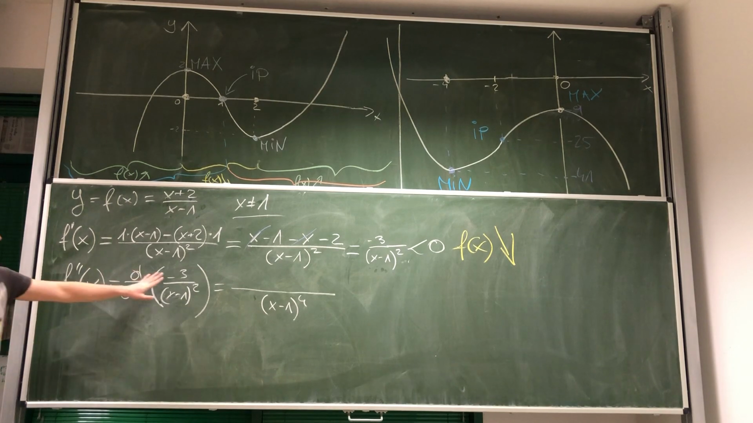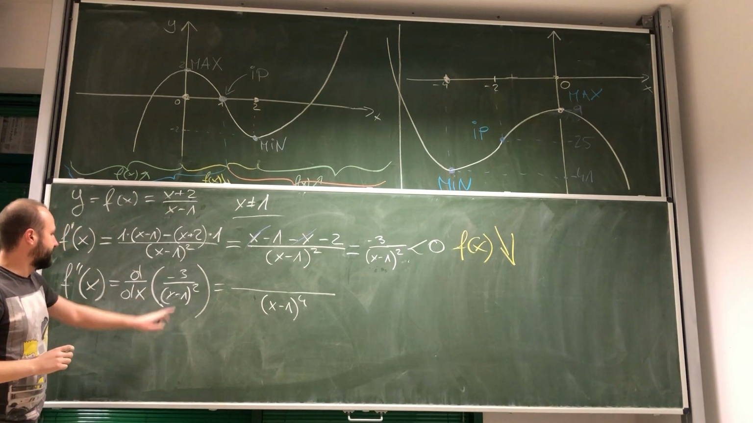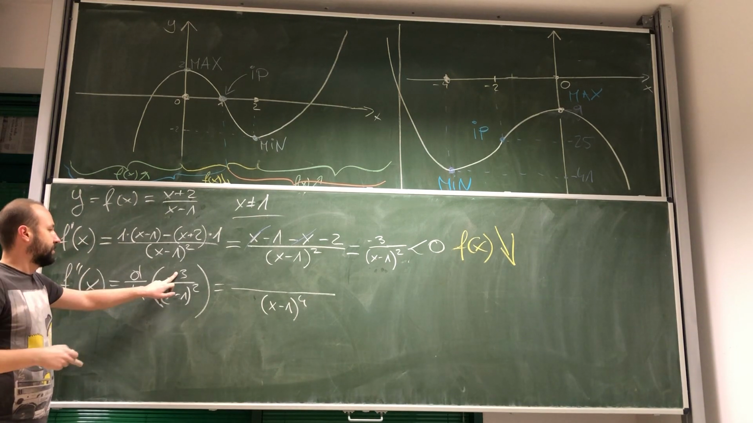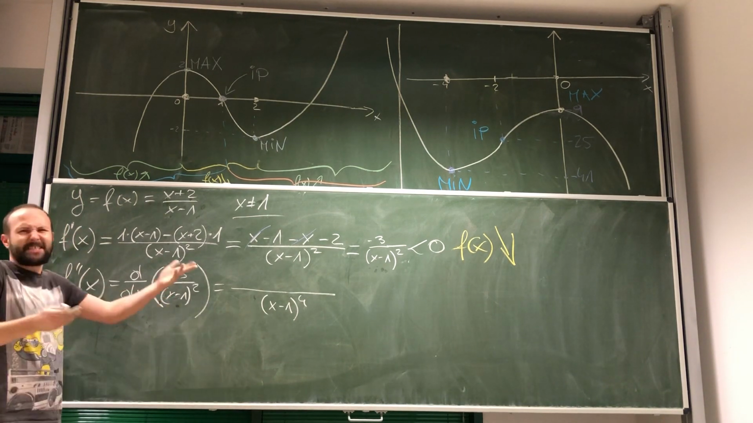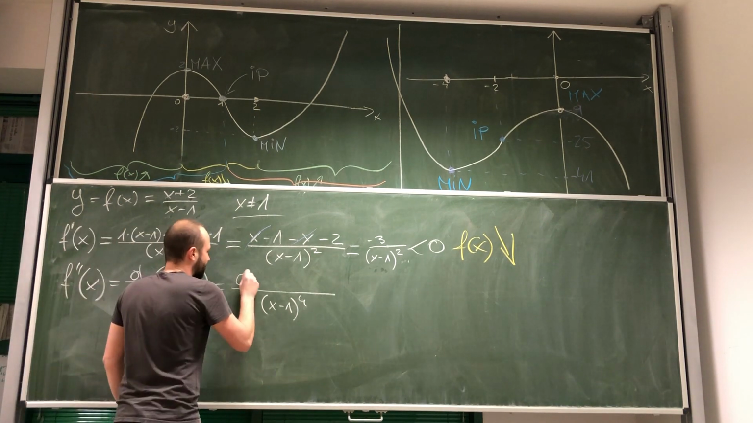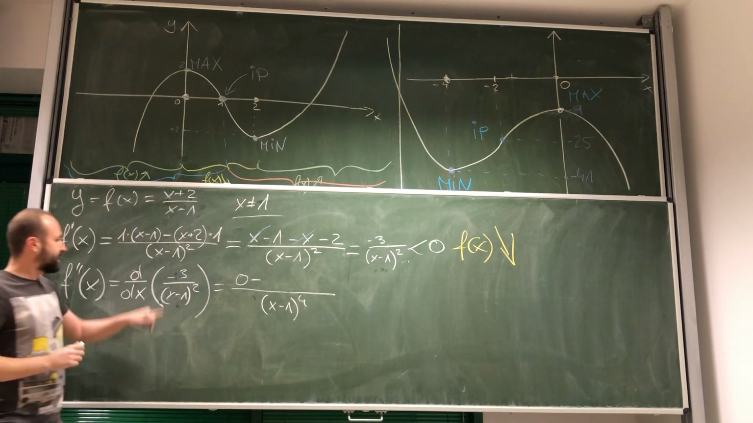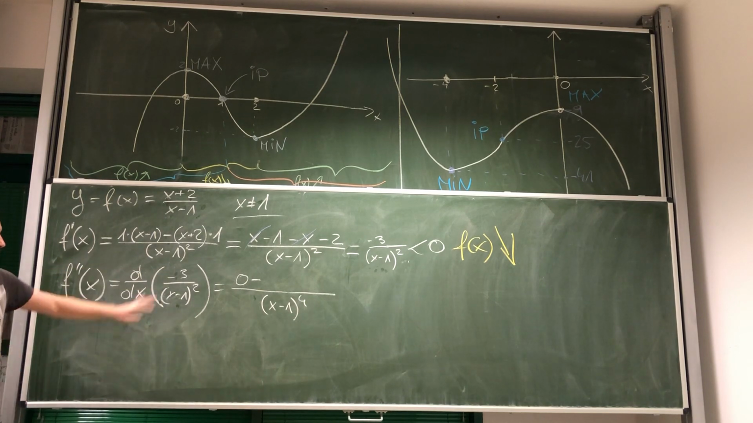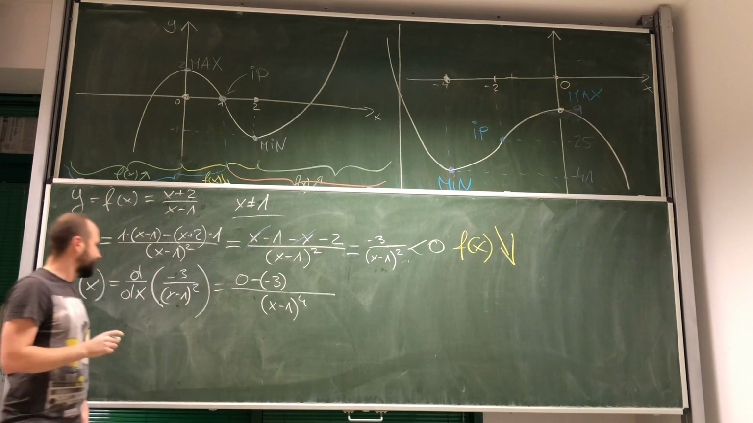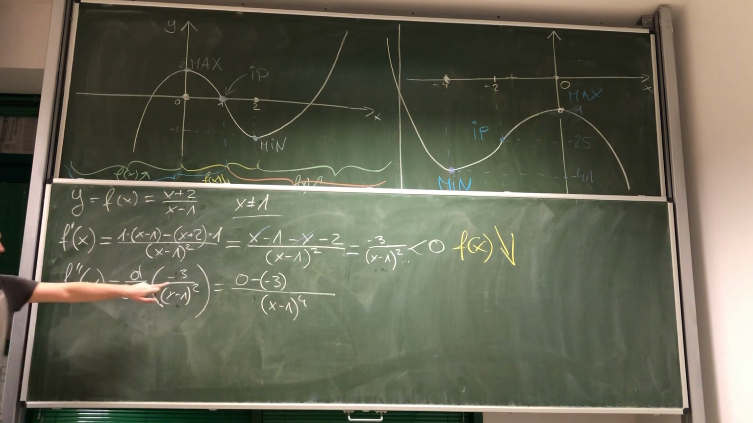Now, how do we approach this? First, the derivative of the expression on the top times the expression on the bottom. But this is 0, right? Because the derivative of a constant is 0. So we will have here 0 and then minus the expression on the top, which is negative 3. Okay, I'm going to write it. And times the derivative of this.